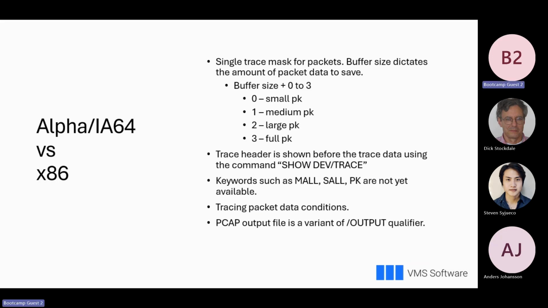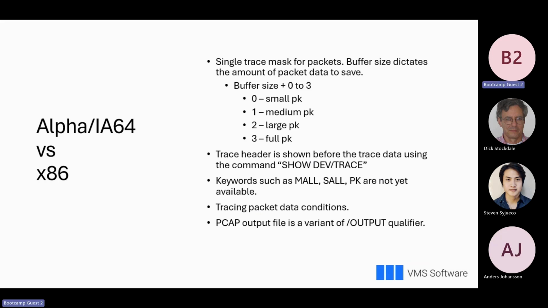I would be capturing small packets. Now, if I have a buffer of 513, 512 plus 1, I would be capturing medium packets. With 514, I would start getting large packets. Then with 515 as a buffer size, I would start getting full packets.